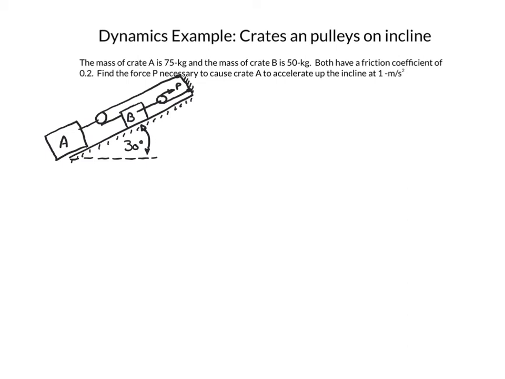Here's another statics example. We're going to find P such that the acceleration of box A is 1 meter per second squared. So to do that, naturally I'm going to go with free body diagrams. And I'll just start with A and work my way up the ramp.